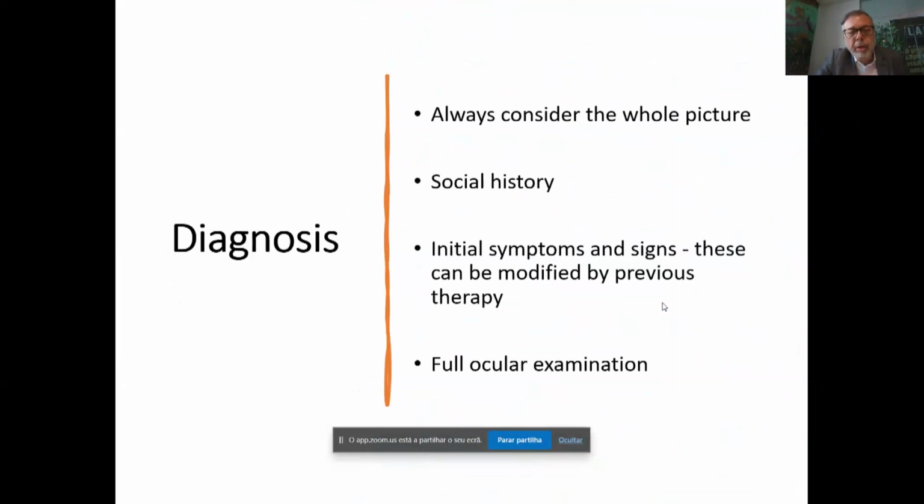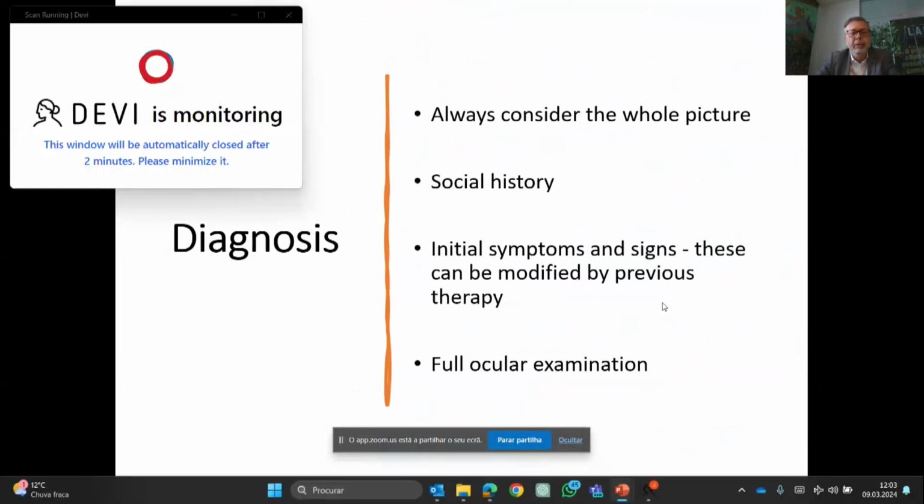So when we are looking at our uveitis patients, one consideration is really we want to make the diagnosis, and we need to take the whole picture as a whole. We don't want to look at just an eye. We have more around that eye that needs to be taken into account. So many aspects of the patient in terms of social history are very important.